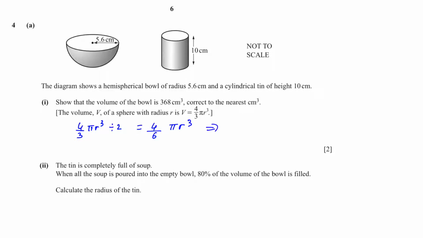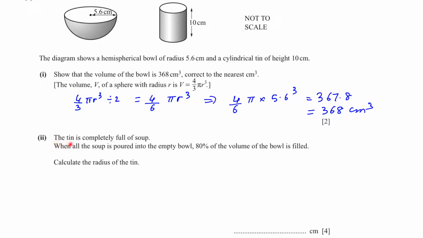Now in place of r, we just have to put 5.6 centimeter cube. When we put this in the calculator, we will get 367.8, and when we round it, it will become 368 cubic centimeter.